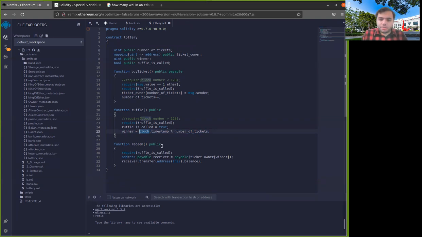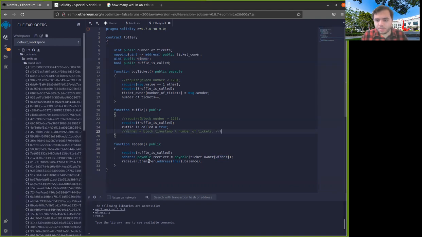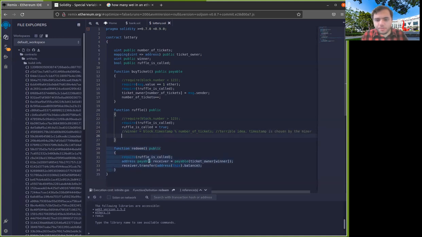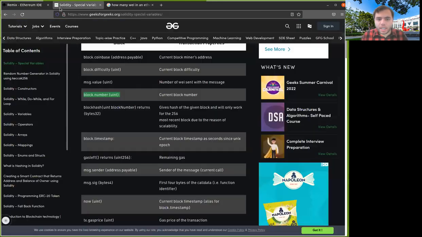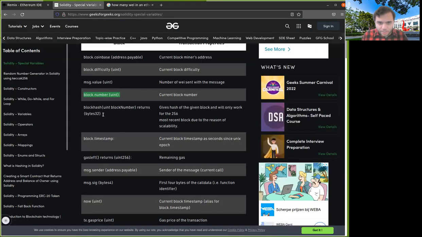Another thing that we can do is that, okay, we say block.timestamp is chosen by the miner, so this is a terrible idea. Let me just write it here: terrible idea. Timestamp is chosen by the miner. But maybe we can use something that is not completely under the control of the miner. So what if we use block hash? And you see, I can take the block hash, and I just need to pass the block number to it.